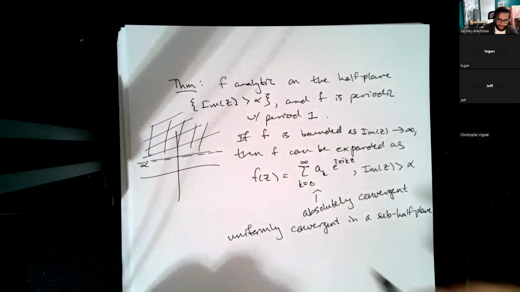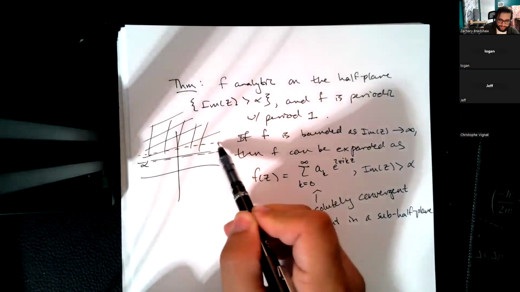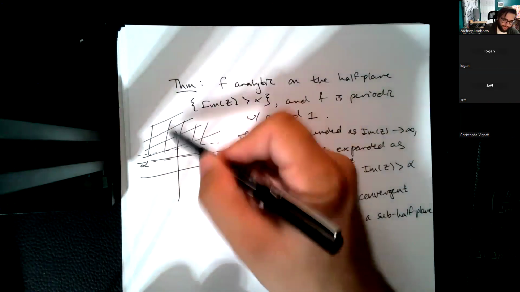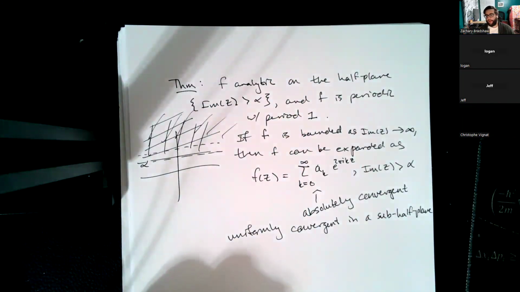So again, what I mean by that is if I choose another alpha which is inside of this half plane, then the half plane above that, like so, the series converges uniformly in. Okay.